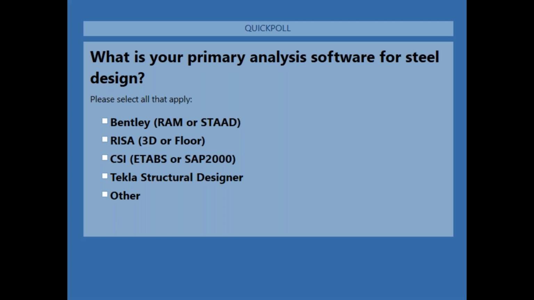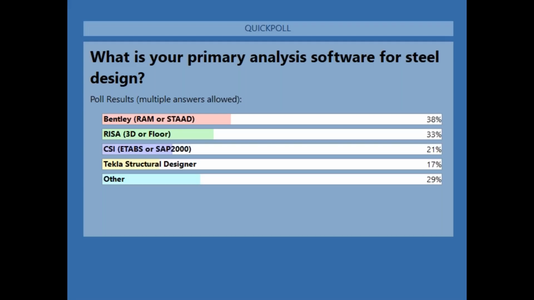Okay, and I'll close it now. And let me share the results. So not surprising, it's a good distribution across everything. Right now, the Ram and Staad are the primary, the number one. RISA, other, which would be interesting to understand if there's things that we are missing. Definitely feel free to leave a comment or question, if you wanted to mention what software you're using. And then TSD, also right up there.